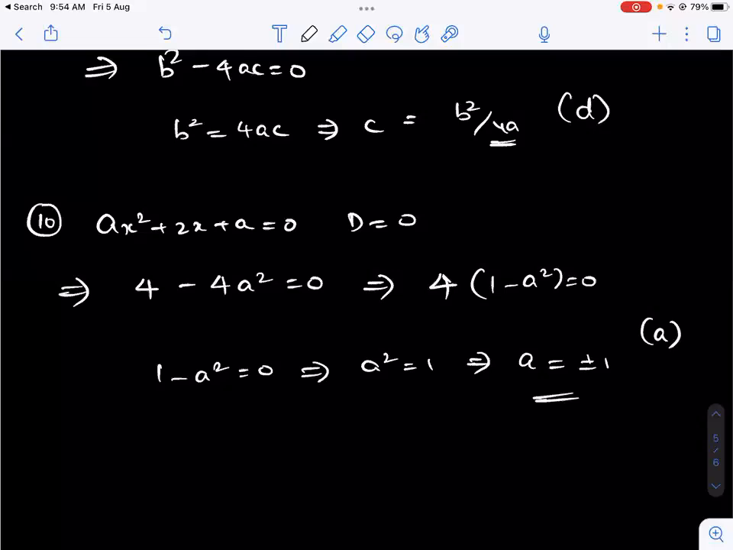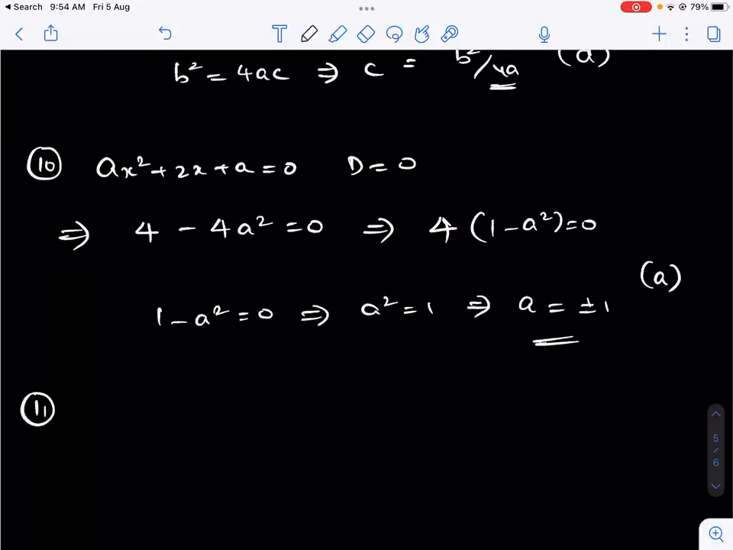Is the point clear? So make a note. Write it down. 4 will not happen. 4 will go to the other side. So 1 minus a square is 0. See, the product of two numbers is 0 means either of the numbers should be 0. So 4 cannot be 0. So 1 minus a square is what is 0.